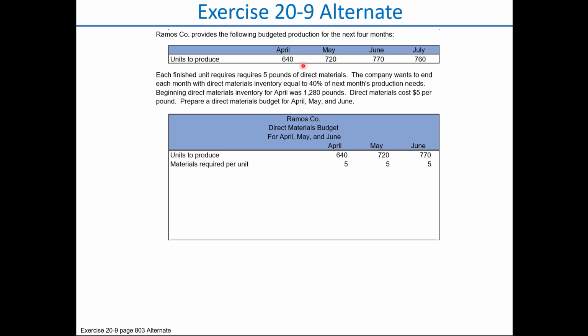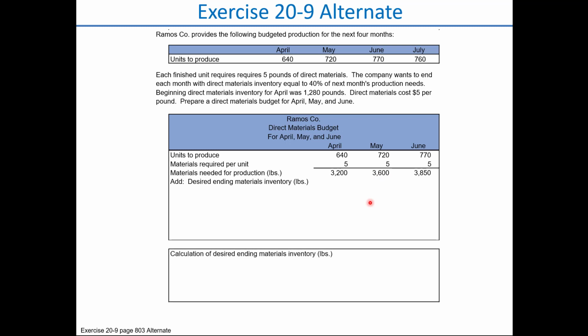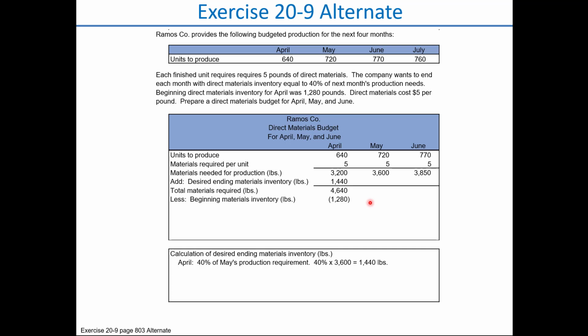First, list the units for each month, April, May, and June. And then we're going to multiply by each unit requires 5 pounds of material. Multiply those out. Add our desired ending inventory. So they want 40% of the next month. So in April, we want 40% of May. Comes to 1440. Add those together. Subtract out our beginning, which was 1280 pounds, they told us.